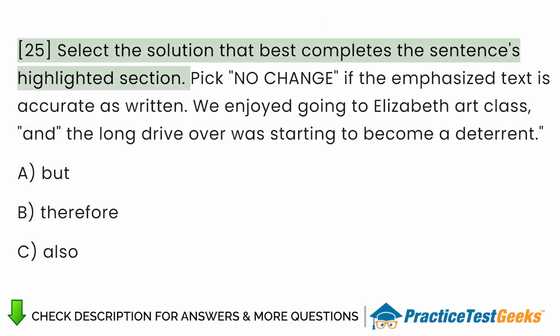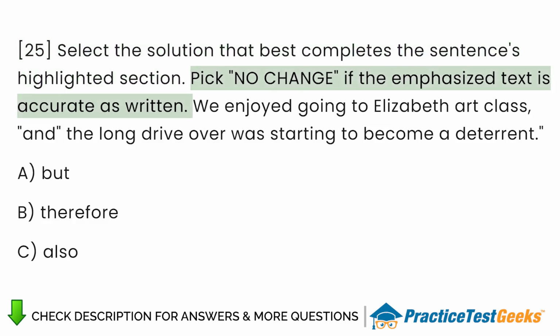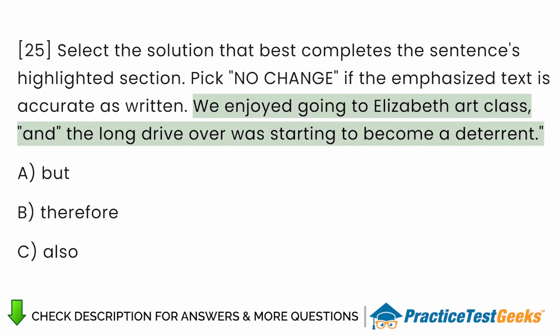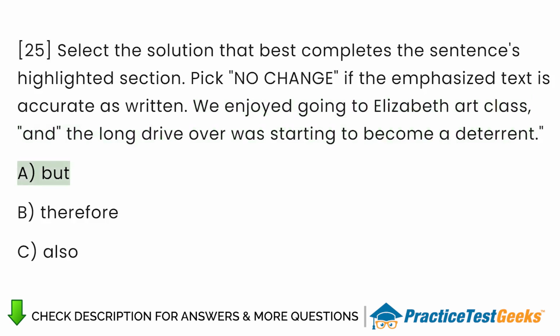Select the solution that best completes the sentence's highlighted section. Pick a no change if the emphasized text is accurate as written. We enjoyed going to Elizabeth's art class, and the long drive over was starting to become a deterrent. A, but. B, therefore. C, also.